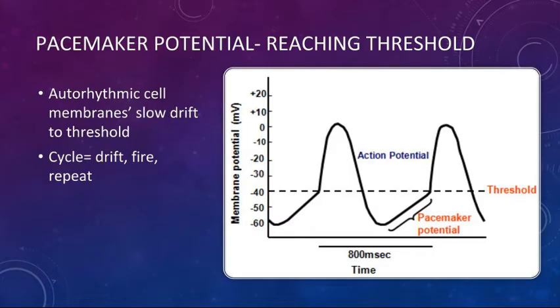The pacemaker potential is when the autorhythmic cell membrane slowly drifts to threshold. Instead of having a resting potential like nerve and skeletal muscle cells, autorhythmic cell membrane potential slowly depolarizes between action potentials until threshold is reached, creating an action potential. This cycle of action potentials continues to occur: drift, fire, repeat, and spread throughout the heart, stimulating beating at steady intervals without the need for the nervous system.